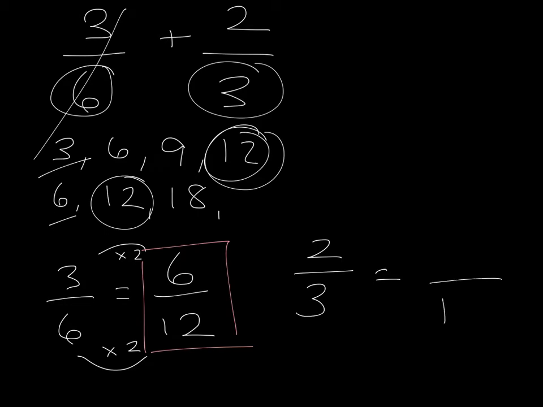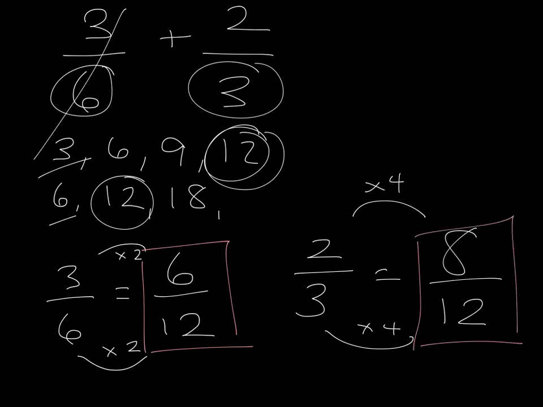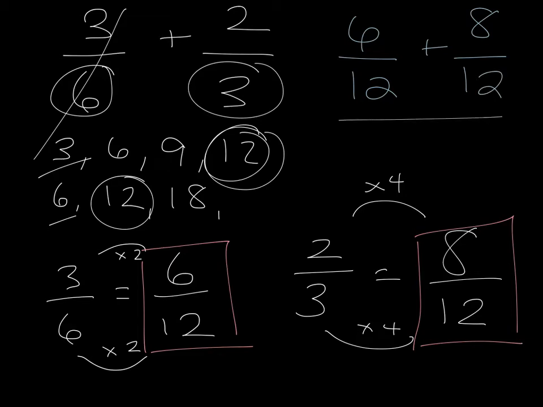2/3, using 12 as a denominator. What do I do to 3 to get to 12? I multiply by 4. Whatever I do to the bottom, I do to the top. 2 times 4 is 8. And so now my new fraction for 2/3 is 8/12. So now I have 6/12 plus 8/12. Because they're common denominators, all I have to do is add the top two numbers. 8 plus 6 is 14. And now we have 14 over 12.